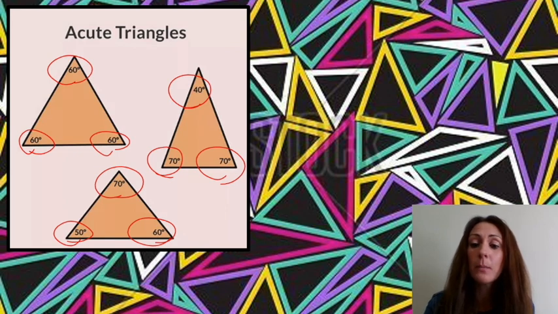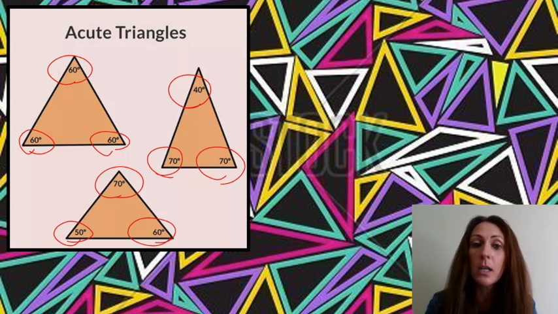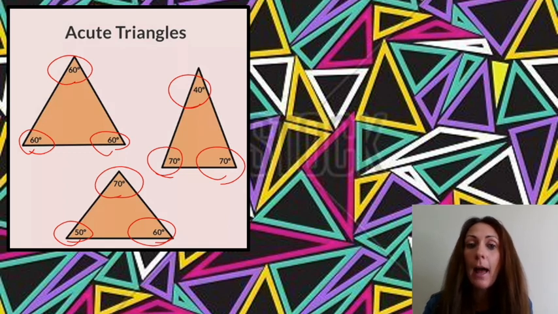Yeah, so all of the measurements are under 90 degrees. So an acute triangle is going to have all three of its angles below 90 degrees. That means looking at the picture on the screen, all of these are classified as acute because they all have three angles that are under or below 90 degrees.